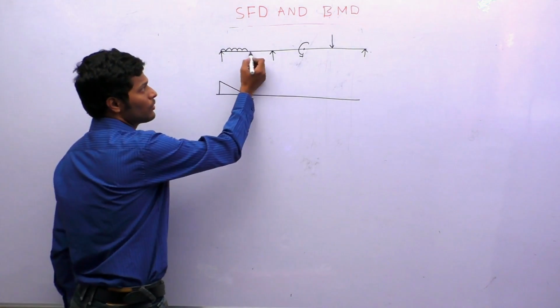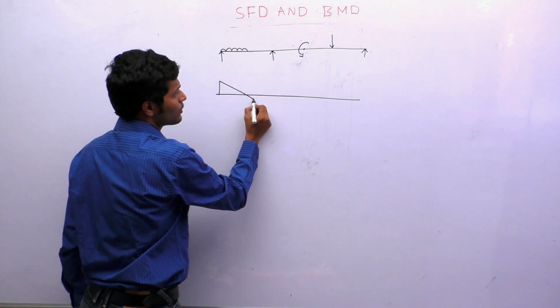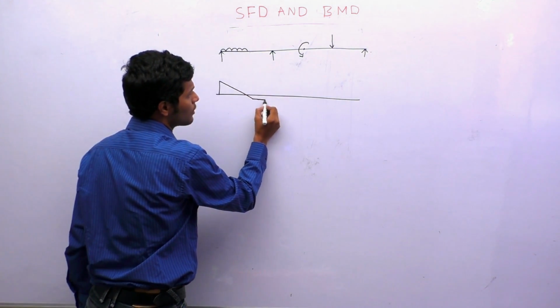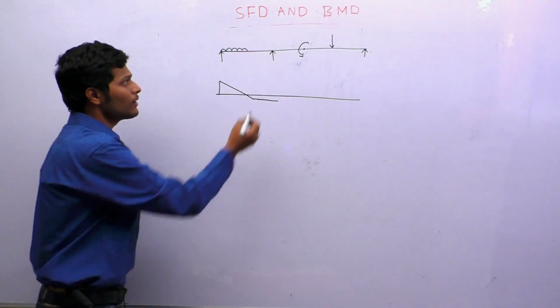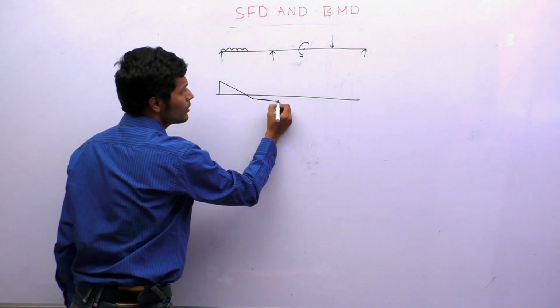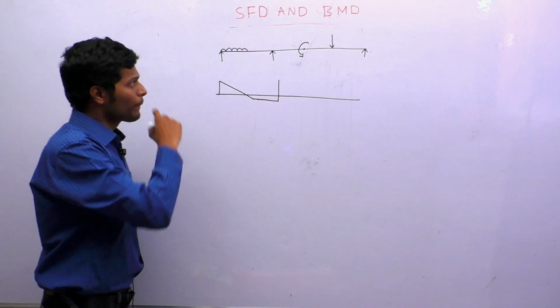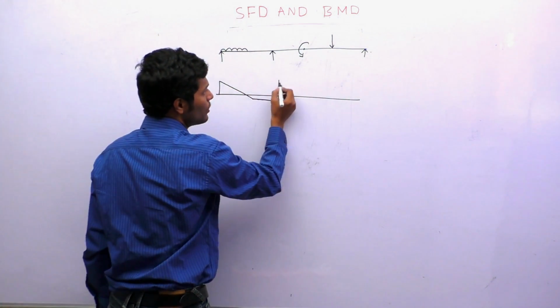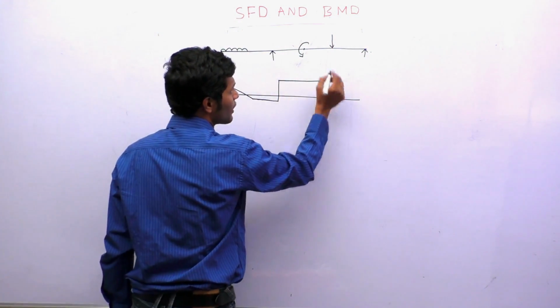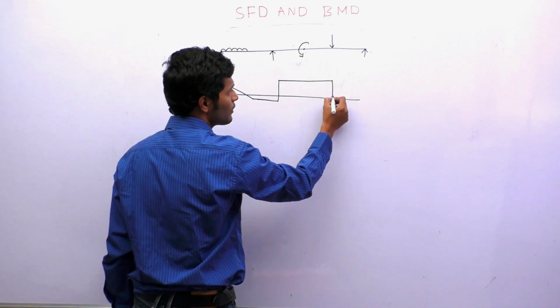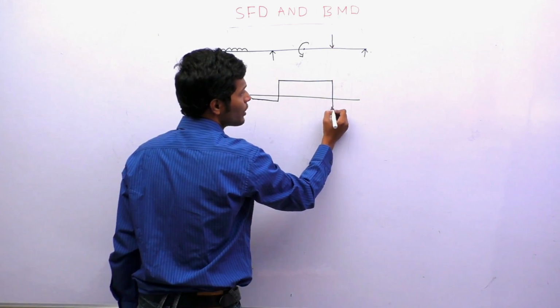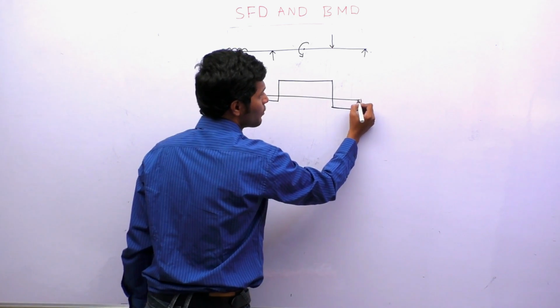Okay. Now there is no load here, so I will get a rectangle here. Again there is a point load here, so it is rising. Here there is no load, so it is uniform till here. Again there is a falling load here. There is no load here. Again there is a rising point load.